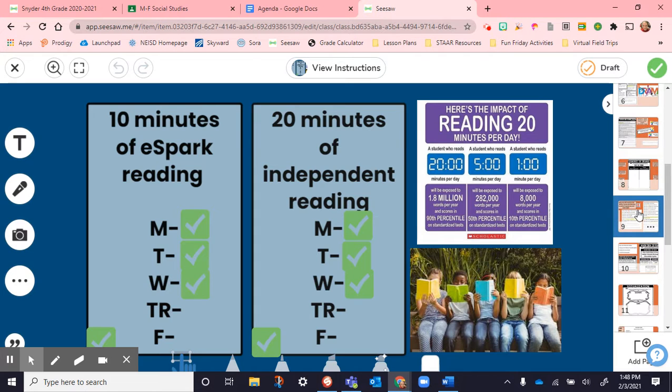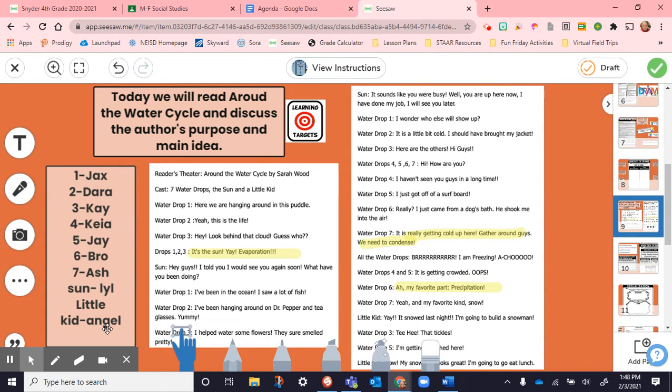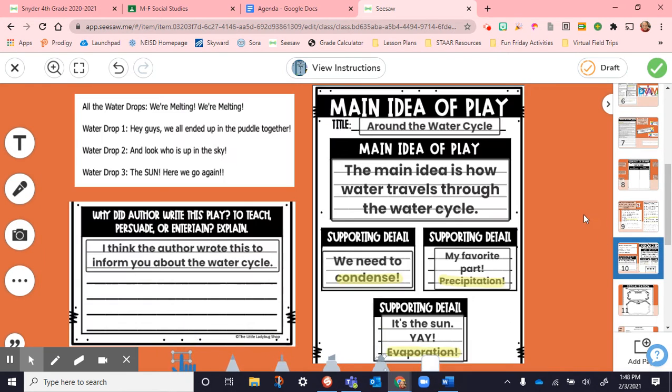So let's see. We are right here on page 9. All right, so we had some volunteers to be readers, and we read all about this drama called Around the Water Cycle. So we read through that, and then we went over here to page 10, and we said, why did the author choose to write this play? Was it to teach, entertain, persuade us to do something? Why do we think that they wrote this?